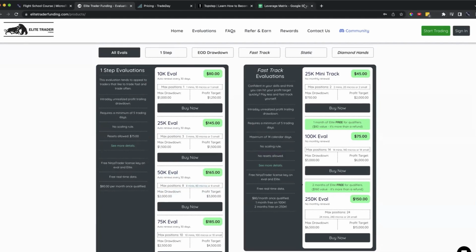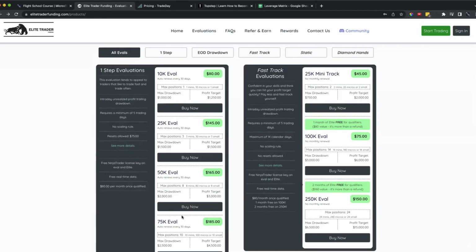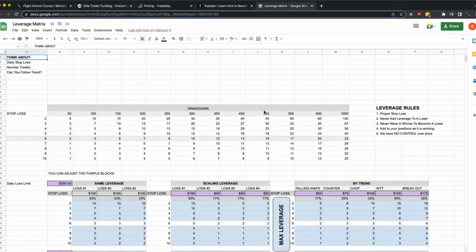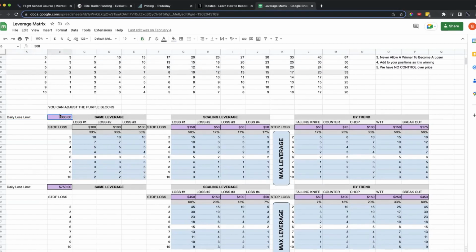And so what I do is I go in and say, okay, I've got $3,000 to make and $2,000 of max drawdown. And I basically take my leverage metrics and say, okay, how much would I be willing to risk on that? And that's my daily loss limit. How much of that drawdown would I be willing to risk on any one day?